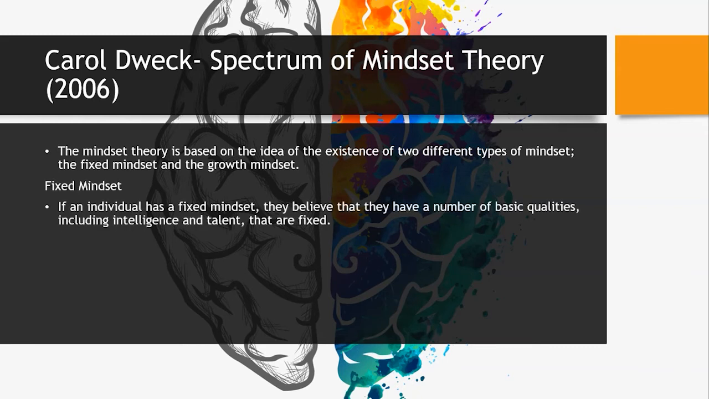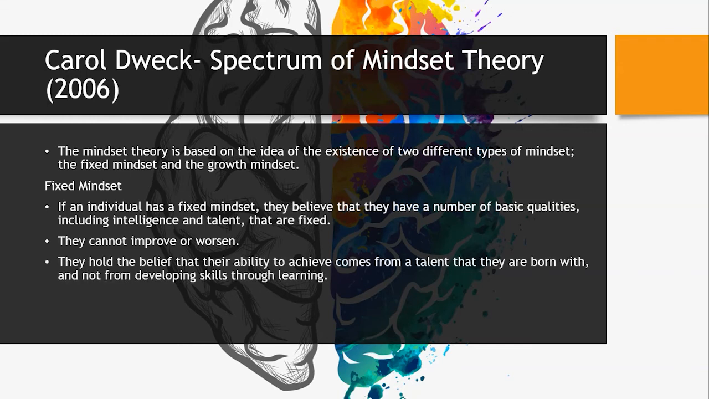A fixed mindset is an individual who believes that they have a limited number of qualities. This includes intelligence and talent, and they are fixed. They cannot be changed. They can't get any better, but they also can't get any worse. So what's the point in trying? They hold the belief that their ability to achieve comes from the talent that they were born with. Whatever they have, they have. And trying to develop the skills even further through learning is a bit pointless because they can just do what they can do.